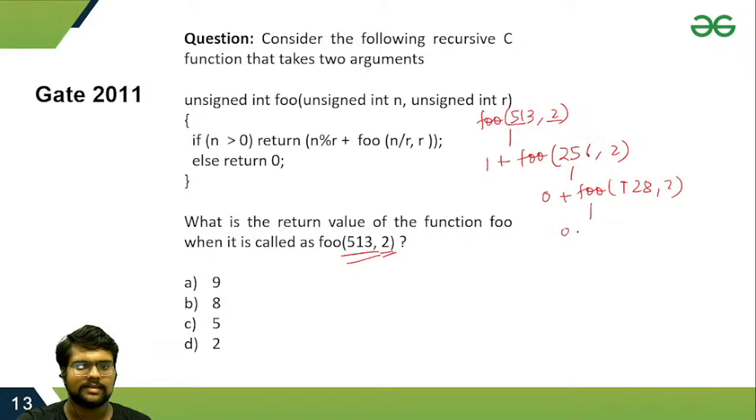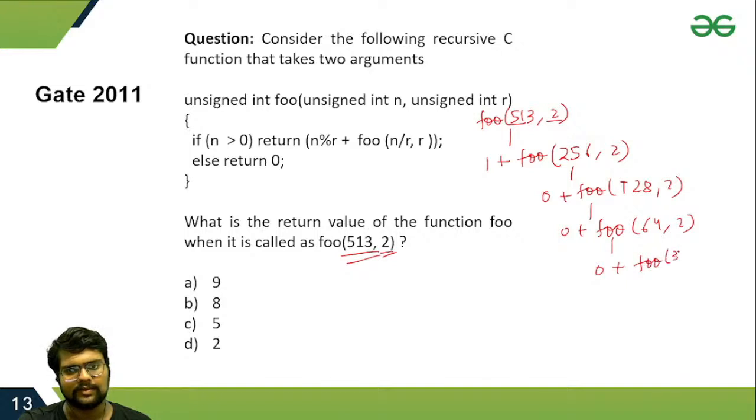Again, the result would be 0 because the remainder is 0. It is divisible by 2. Foo of 64 comma 2 will be called. Again 0 because it is divisible. Then foo of 32 comma 2 will be called. Then again 0. Then foo of 16 comma 2 will be there.